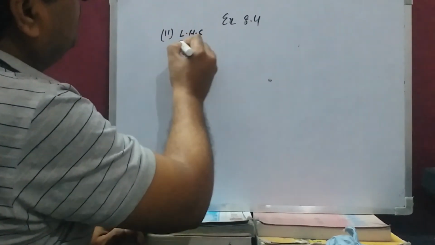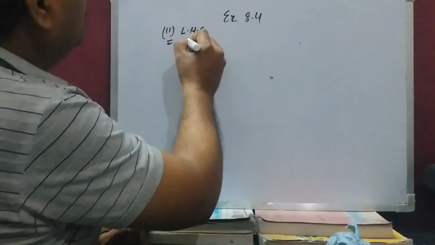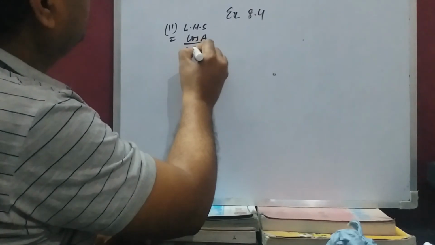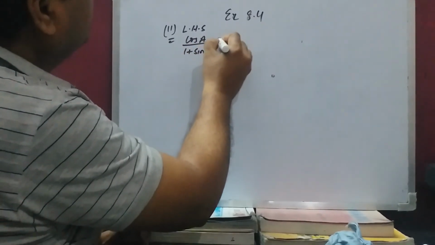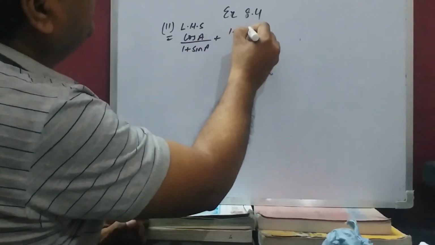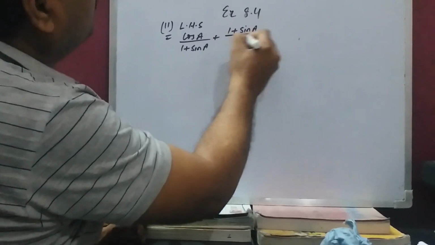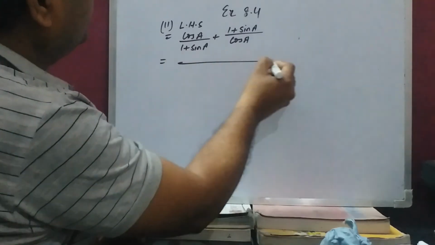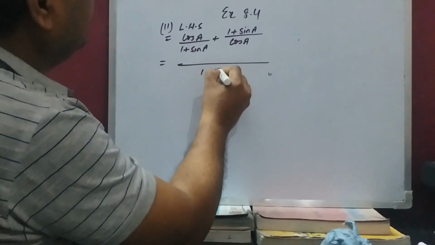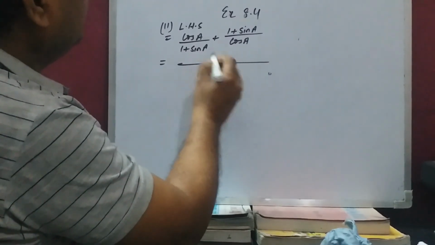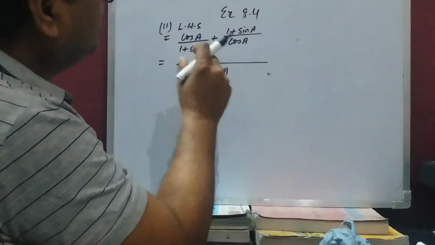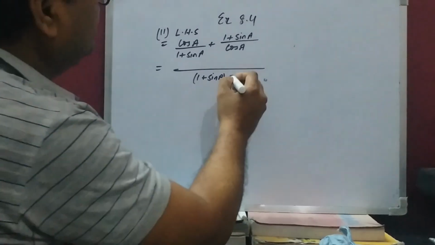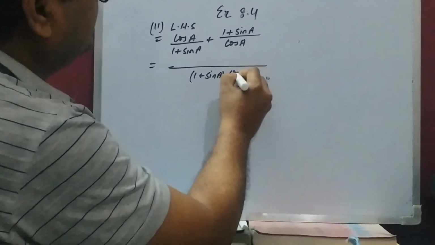LHS is equal to cos A upon 1 plus sin A, and this is 1 plus sin A upon cos A. Now take the LCM, 1 plus sin A, because the sin cos form is given here, then it is good for us, and this is cos A.